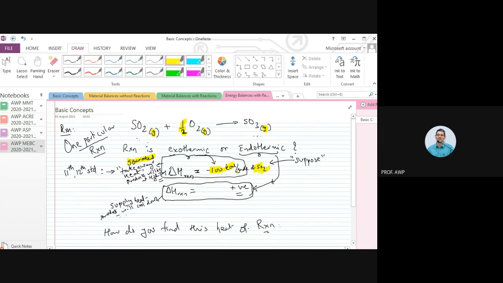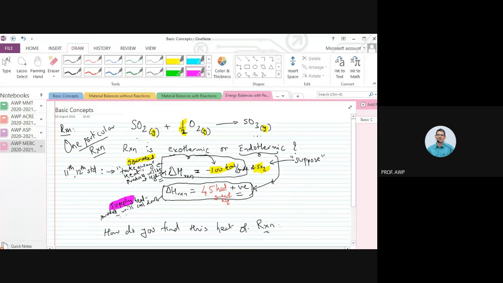Anyway, we will do all these calculations, so don't worry about it. Or if the heat of reaction is, let's say, 45 kilocalories per gram mole of oxygen, that means when 1 gram mole of oxygen reacts, 45 kilocalories of heat will have to be supplied to maintain isothermal conditions. And if I supply only 40 kilocalories of heat, the products will cool down.